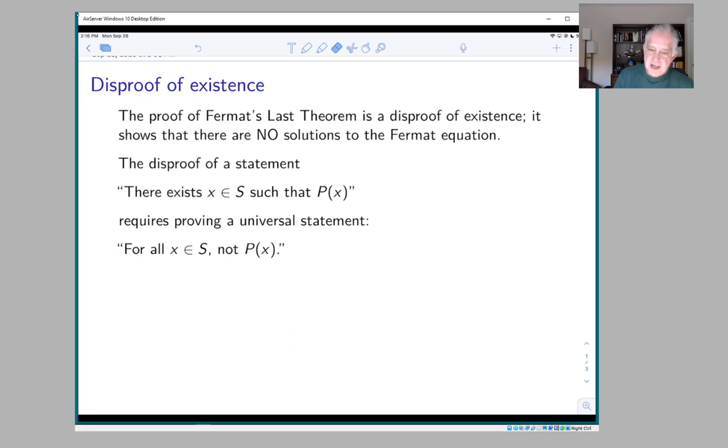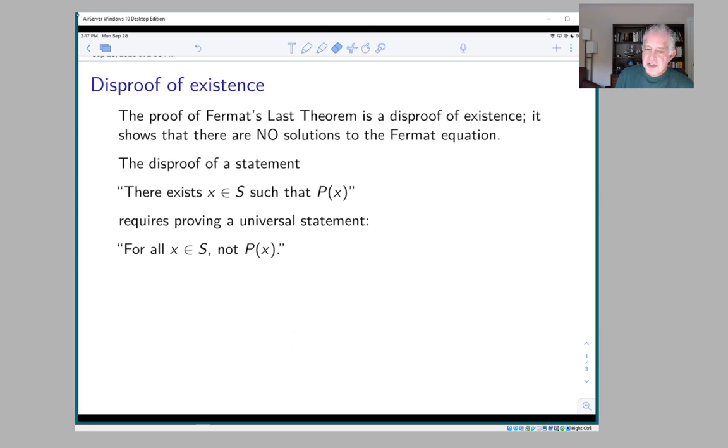The other situation is that you have a claim, an alleged proposition, of the form, there exists an x with a certain property. And to disprove that, you have to prove that for all x, that property is false. So Fermat's last theorem is one example of this. In Fermat's last theorem, we say that there are no solutions to a particular equation.